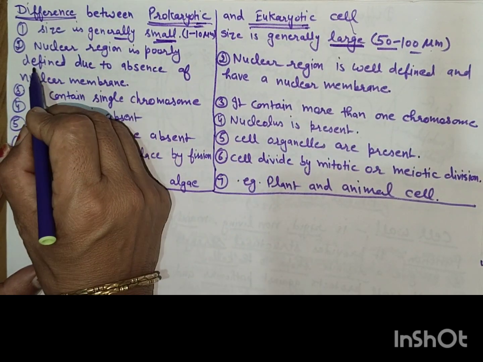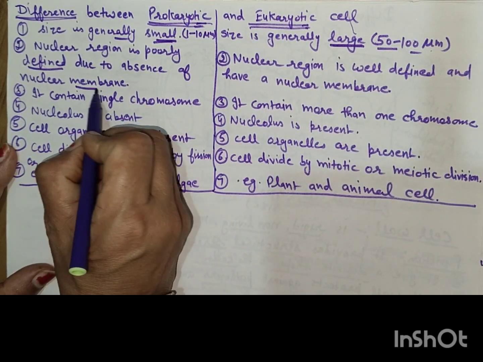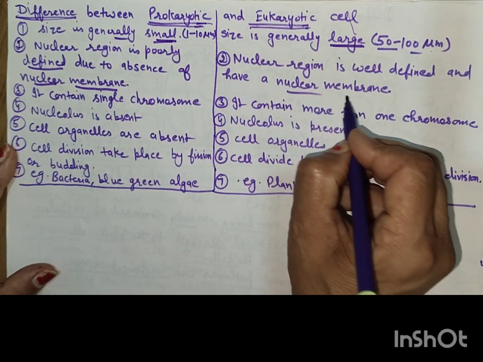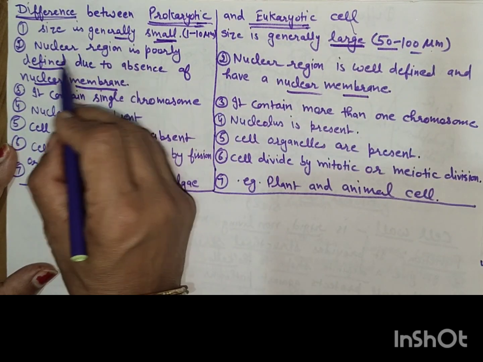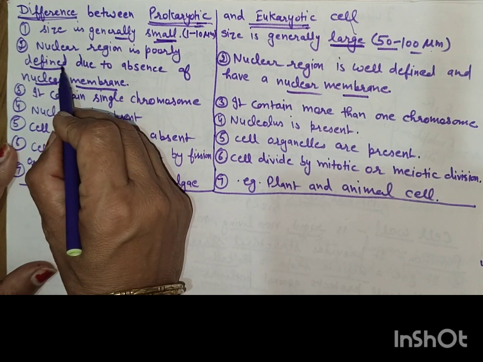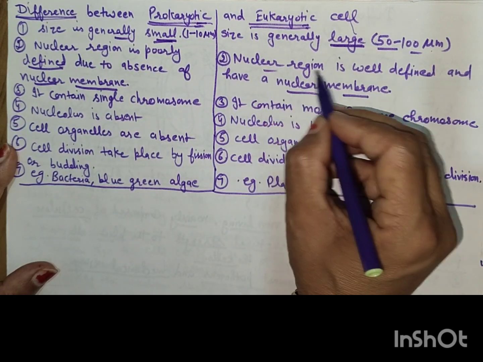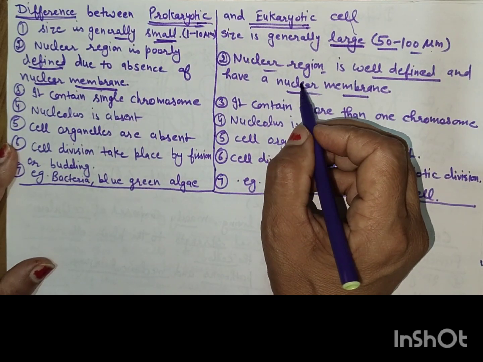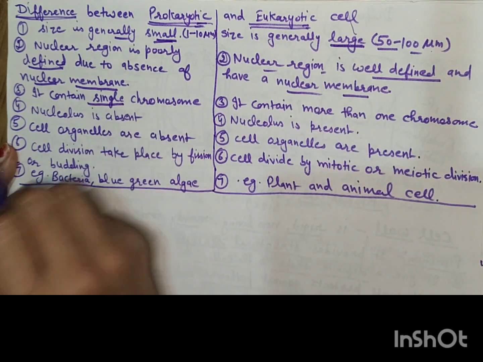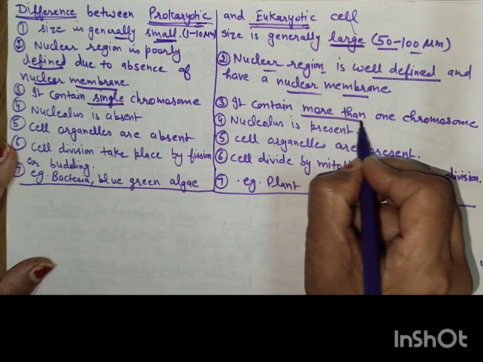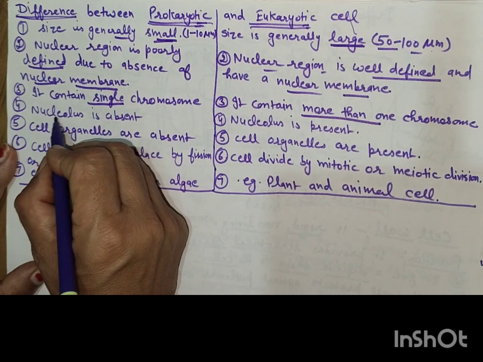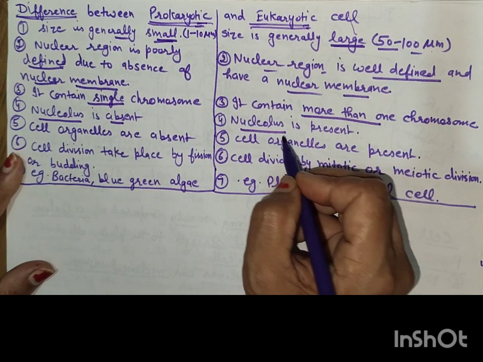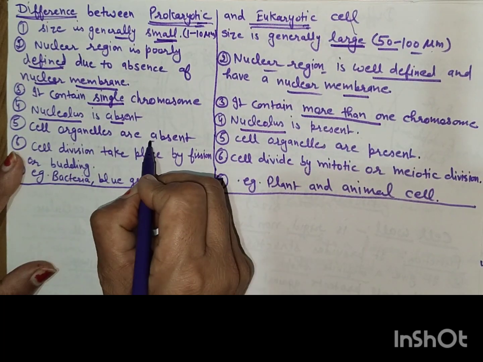In prokaryotic cells, the nuclear region is poorly defined due to the absence of a nuclear membrane. There is no nuclear membrane present, but in eukaryotic cells the nuclear membrane is present and the nuclear region is well defined. It contains a single chromosome, but eukaryotic cells contain more than one chromosome. Nucleolus is absent in prokaryotes. In eukaryotes, nucleolus is present.